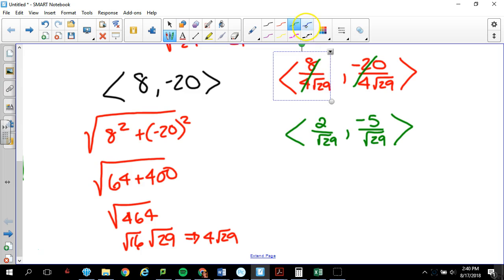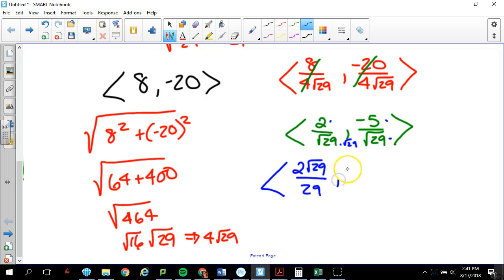But let me go ahead and finish and get my answer, then I'm going to go back and check it. So my answer here, if I multiply by square root 29 to all of these right here, I get 2 square root 29 over 29 and negative 5 square root 29 over 29.